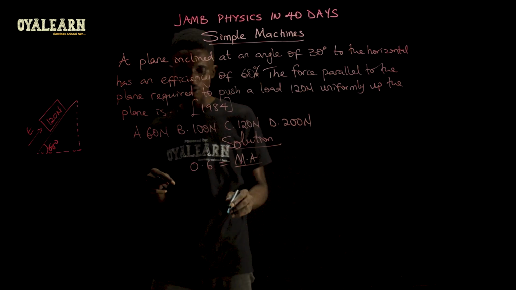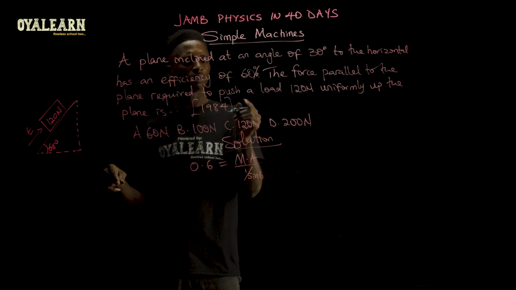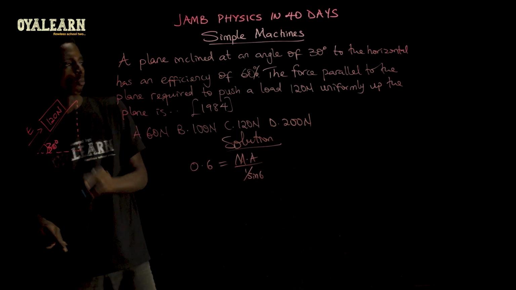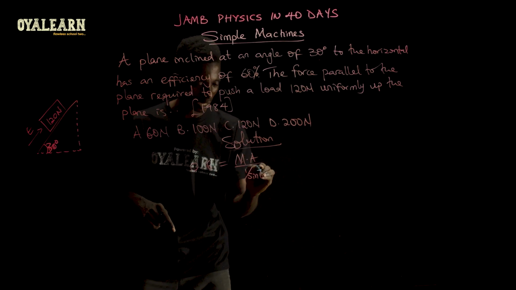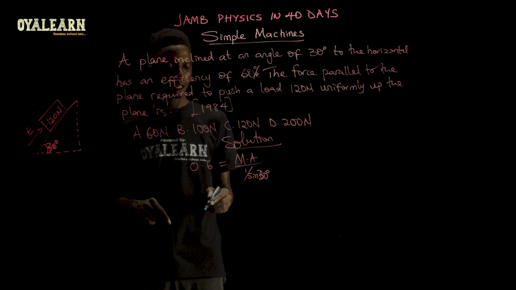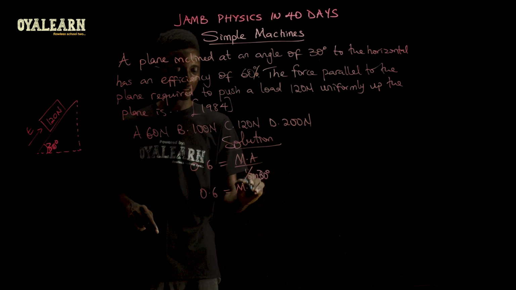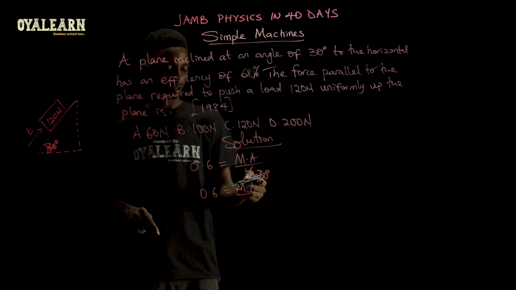Now let's find the velocity ratio. Velocity ratio is 1 divided by sine. Oh, this is 30 degrees I mean. From the question, it's 30 degrees, not 60. So let's apply that there. That will be 30 degrees. So from here, we can then say 0.6 equals mechanical advantage over sine 30 degrees is 0.5.